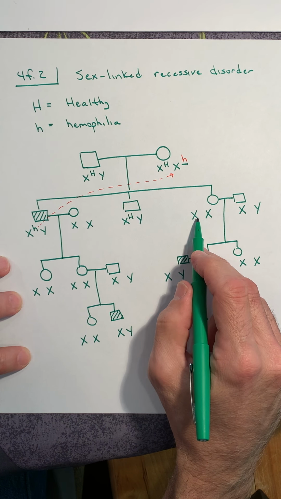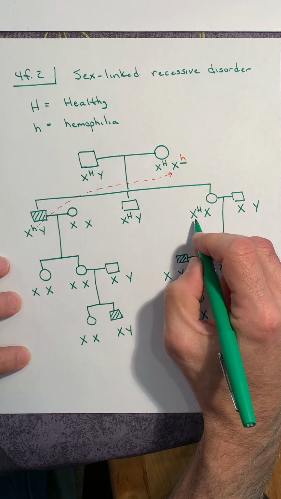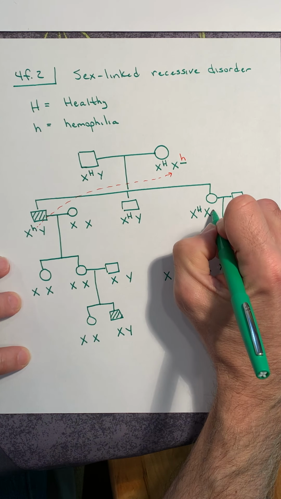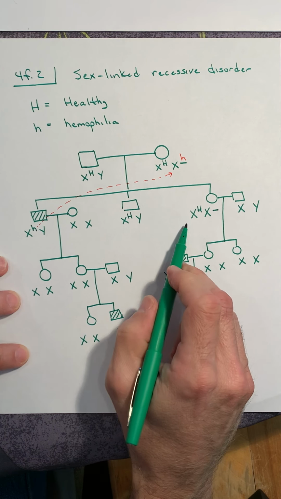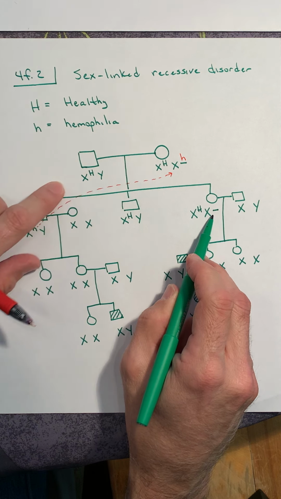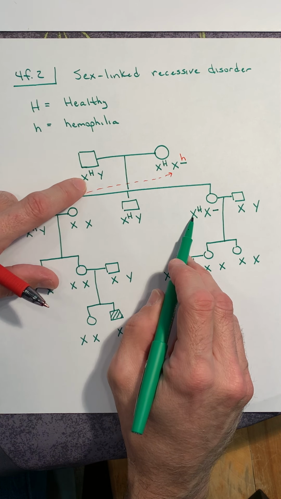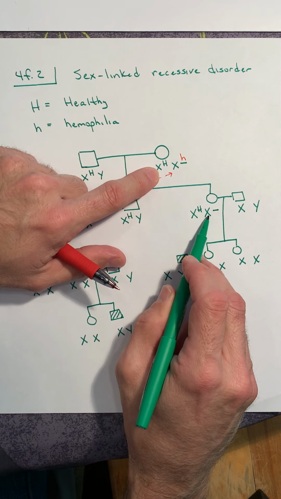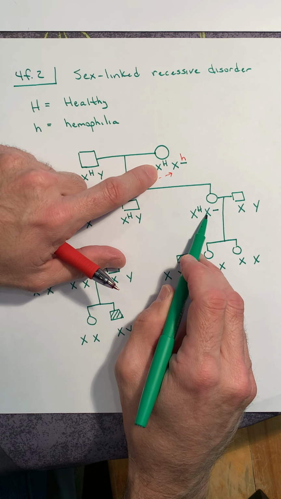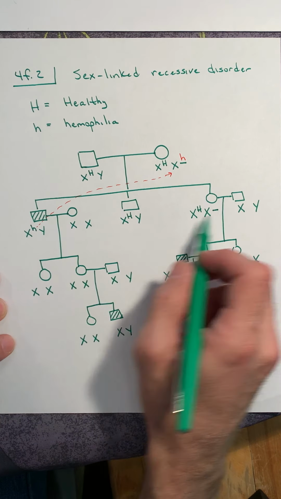Their daughter here, okay, she's healthy, so she gets the big H. But her other allele, we don't know. This big H could have been from mom, so this other one could be from dad, or this one could be from her father, and this second one, she could have received the dominant or the recessive. We don't know. Or at least not yet.